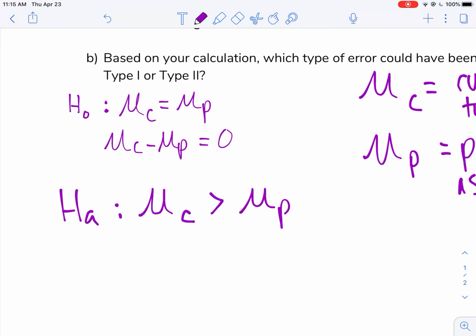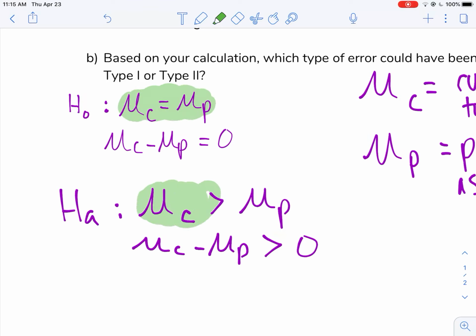Now if I want to go with the second option, it's going to be mu of C minus mu of P. And now if the current toilet is using more, when I'm subtracting these two values, I should be getting a number greater than 0. So this is the second option. Again, the first is the one I prefer. Just personal preference. Some people like the second option. That's fine. This is the way I'm going here.